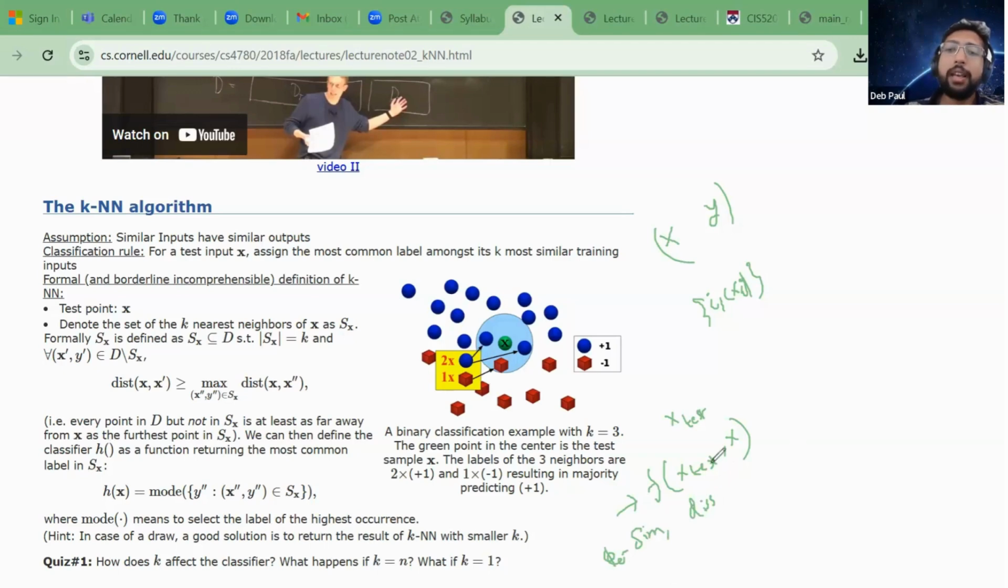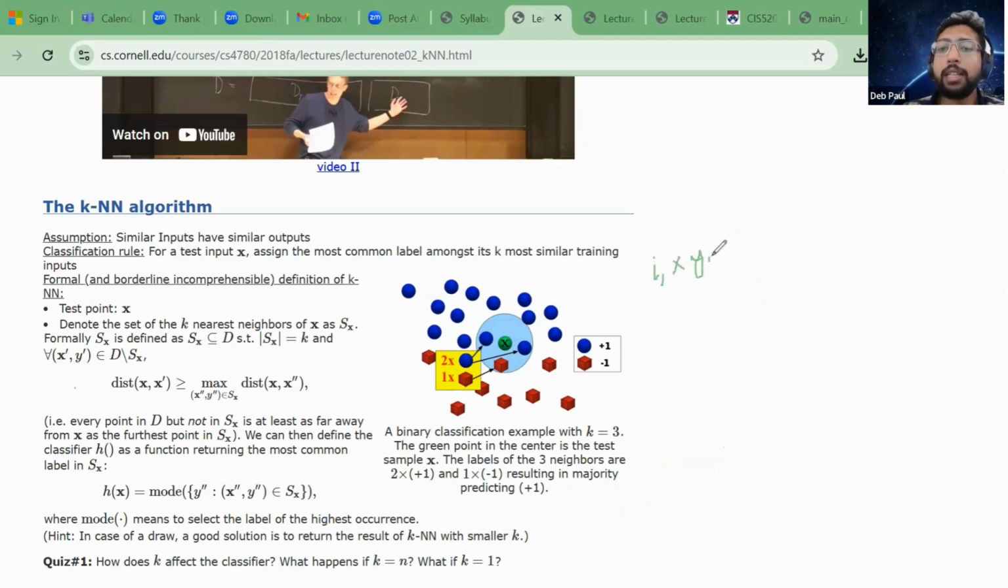So if I do this, then for each dictionary entry, I will have the ID, then X, then Y, and then some score, some distance. Now I can sort this dictionary for x test, and then I can pick the closest K points.